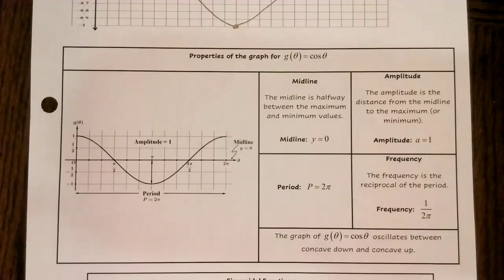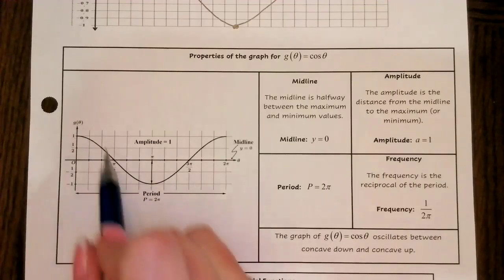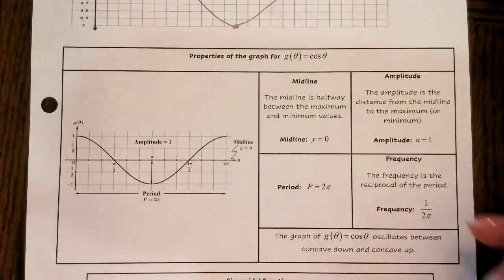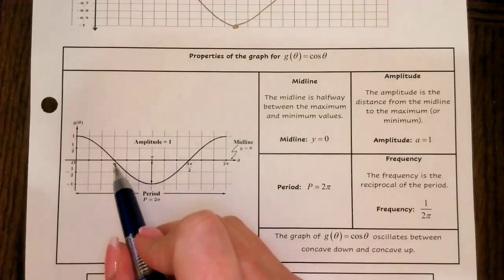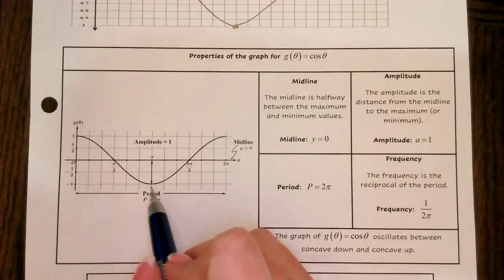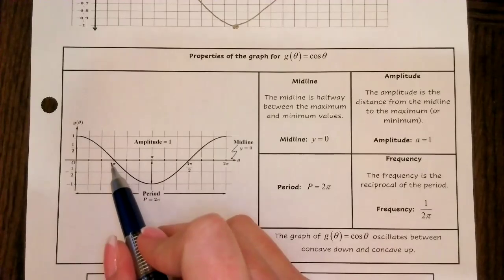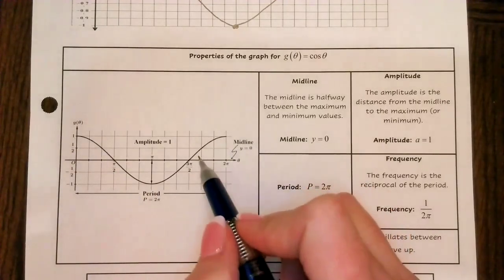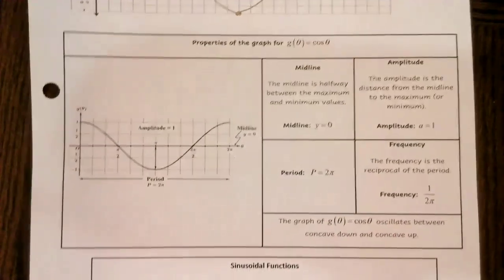It too oscillates between concave down and concave up, even though with only drawing this one period, it doesn't show it as well. But if we followed that all along, then you could see both sides. This would be our concave up. And then we would have our concave down over here and concave down over here. And we'll talk a little bit more about concavity in a second.